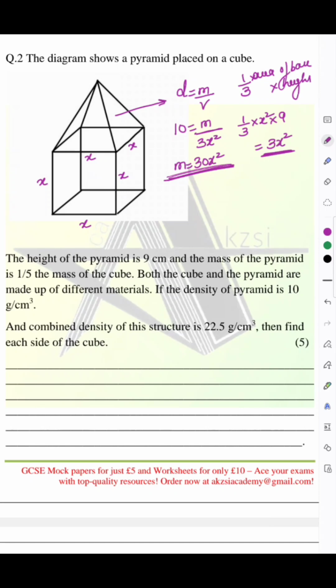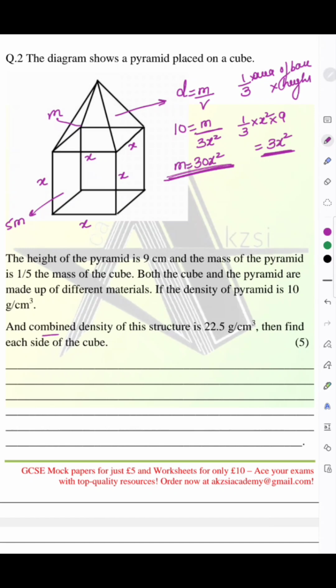Now the next thing they have mentioned is that the mass of the pyramid is 1/5 of the mass of the cube. So if m be the mass of this pyramid, then 5m will be the mass of this cube, because it's mentioned that the mass of the pyramid is 1/5. In other words, the mass of the cube is 5 times the mass of the pyramid. If the mass of the pyramid be m, then the mass of the cube will be 5 times m.